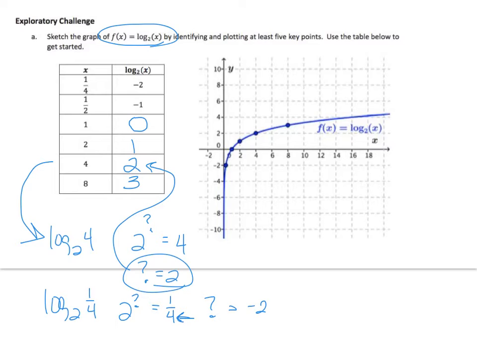Another question. What's our domain? What's our range? Remember, domain is all the x values. If I look at all the x values, all of my x values are all real numbers, but they're all positive. So all real numbers greater than 0.